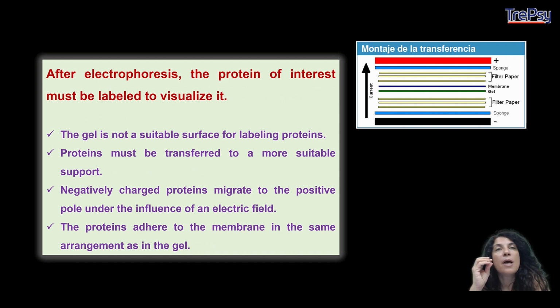So, after electrophoresis, the protein of interest must be labeled to visualize it. What do we have to do? We have to do a detection, an immunodetection. The second part of Western blot is similar to immunohistochemistry.